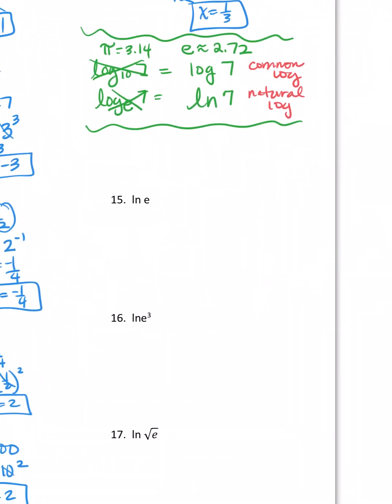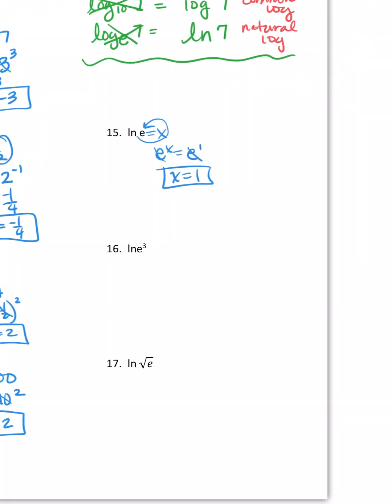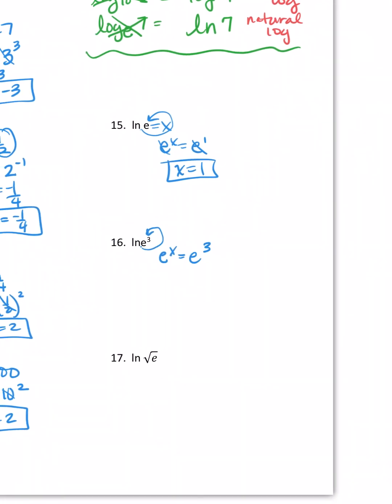Now, look at number 15. All right, if I put my equals x in there, just swirl it. So I'm going to say e to what power is e? Well, hopefully you know e to the first is e, so the bases drop out, so x is 1. This one, all right, there's an e there. If I swirl it, that's saying e to the x power is e to the 3rd. Bases are the same, remember e's a number. Bases are the same, so my exponents drop out, and x is just 3.